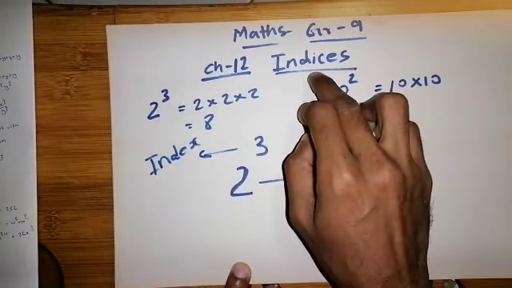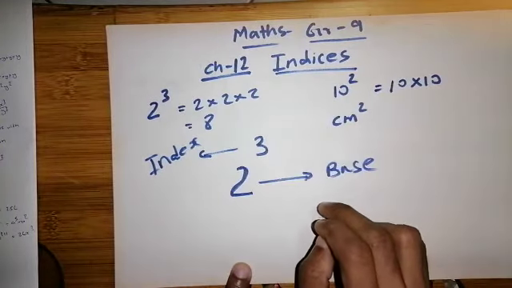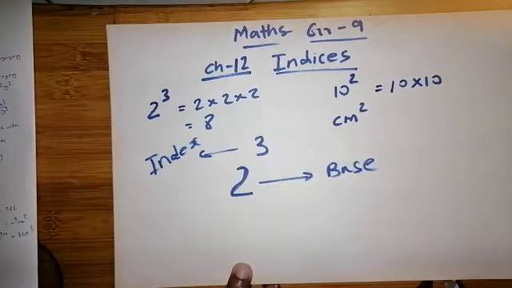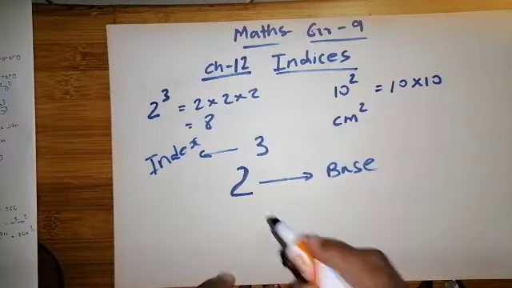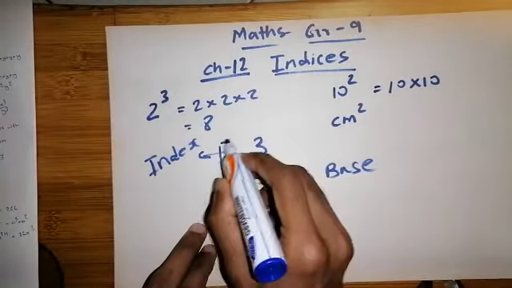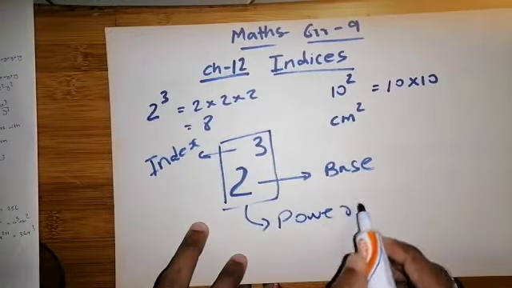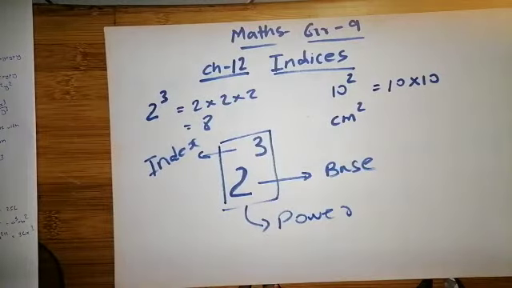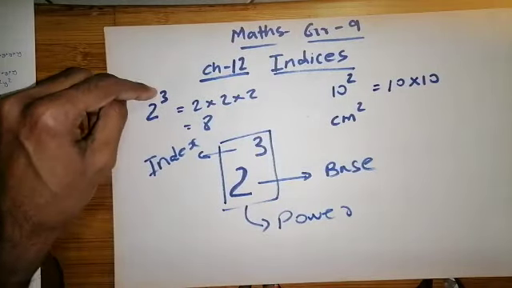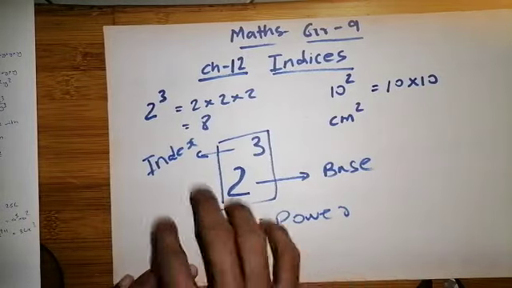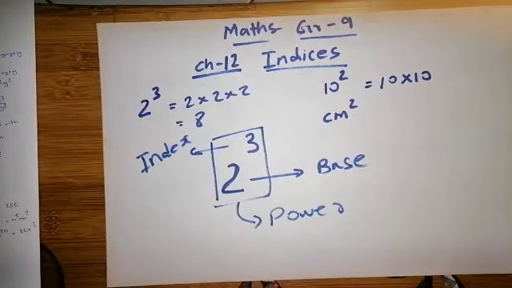That's why the subject is indices. The lesson is related to the index number. So altogether, this whole form is called power. That's why we pronounce it like this, 2 to the power 3, 10 to the power 2. This is the basic idea of indices. Okay, you can write this in your textbook, this format only, and we'll continue.